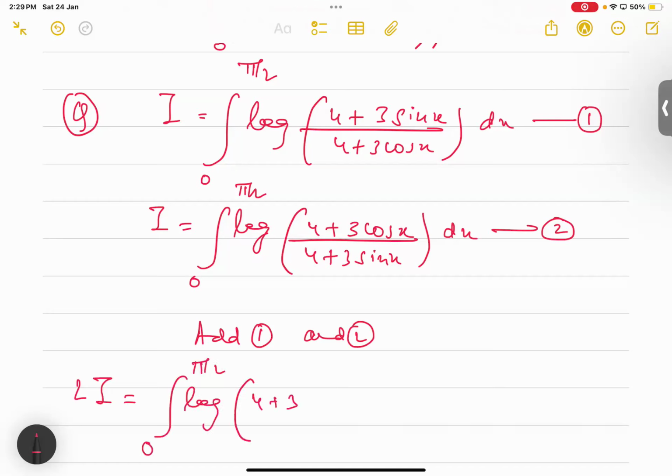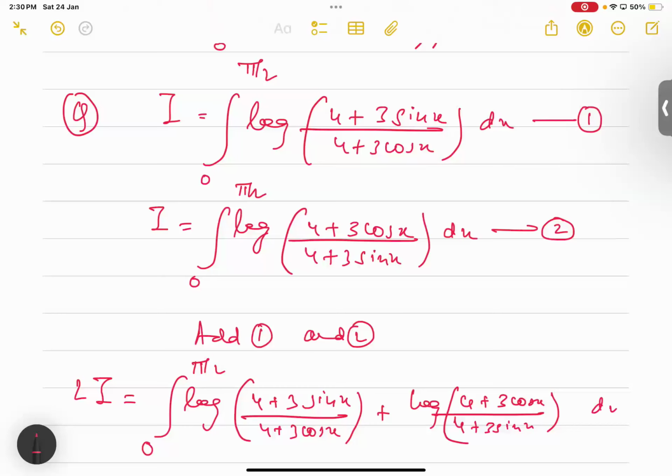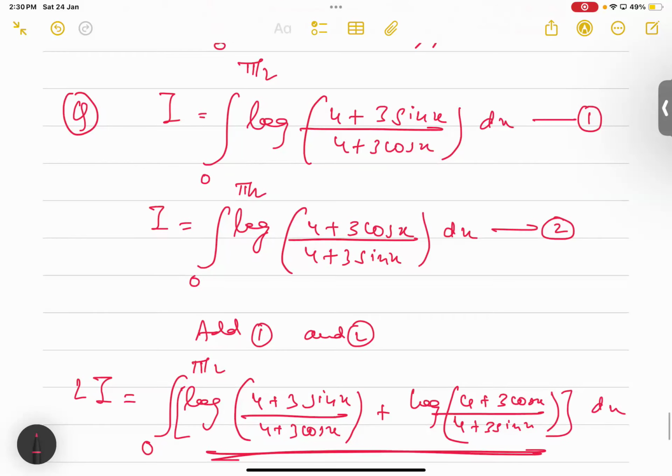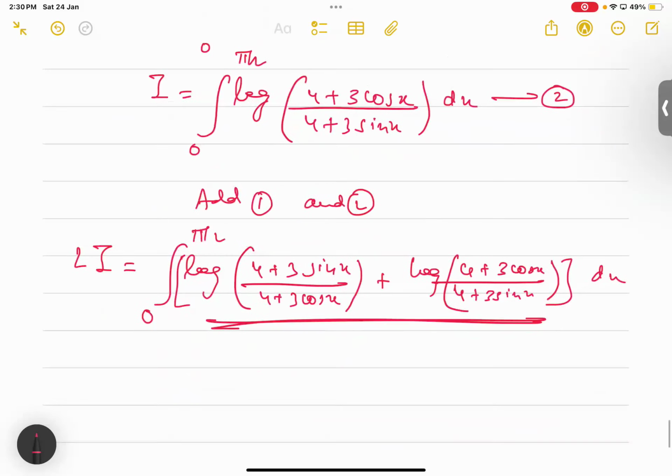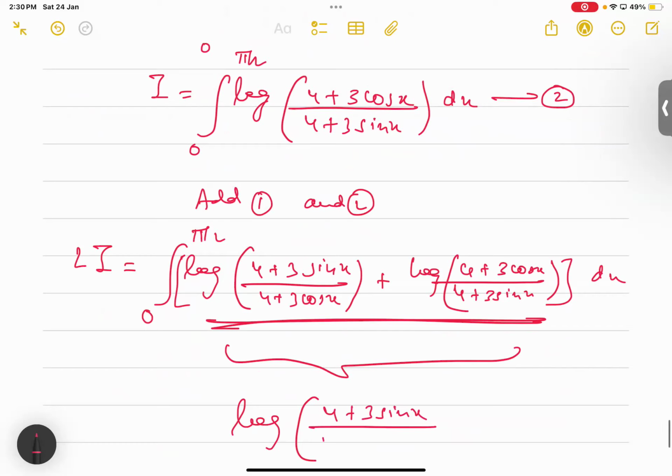When you merge, add this, as in apply the addition property. Log a plus log b is log ab. So this is going to be log of a into b: 4 plus 3 sin x, 4 plus 3 cos x into 0, correct. So cancel, it is going to be 1 and log 1 is 0.